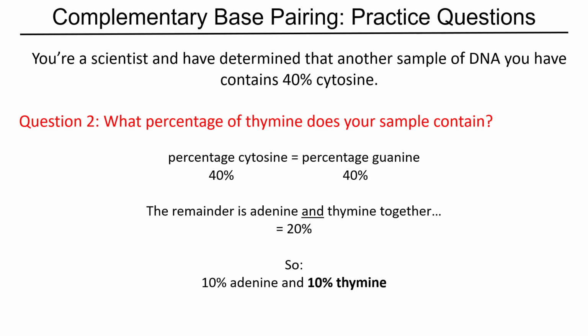So to answer these questions, look at what you have. Think about which base that particular base pairs with, and that way you can figure out what proportion of the total DNA is that particular base that you're given, and you can go from there to figure out the base that they're asking for.